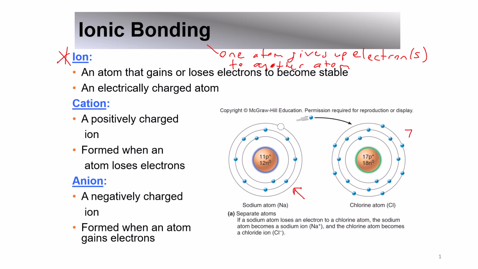Okay, so know this word ion. It's an atom that gains or loses electrons to become stable. It becomes an electrically charged atom.